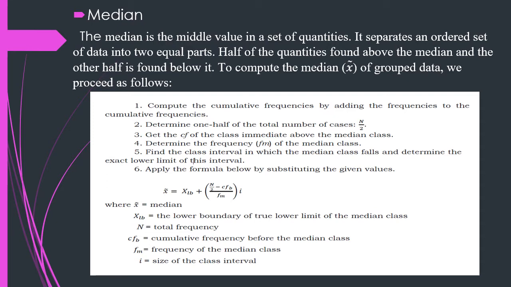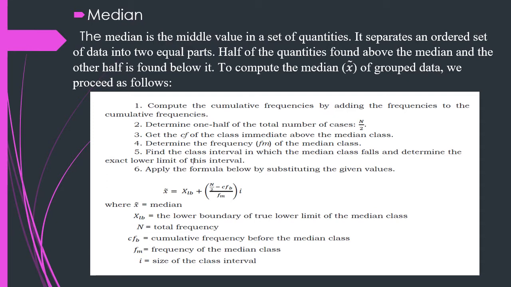Number 1, compute the cumulative frequencies by adding the frequency to the cumulative frequency. Number 2, determine one half of the number of cases, n divided by 2. Number 3, get the CF of the class immediately above the median class. Number 4, determine the frequency of the median class. Number 5, find the class interval in which the n over 2 class falls and determine the exact lower limit of this interval. And the last one, number 6, apply the formula below by substituting the given values.